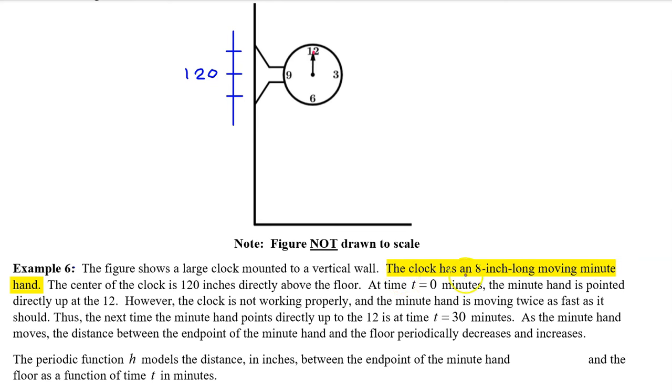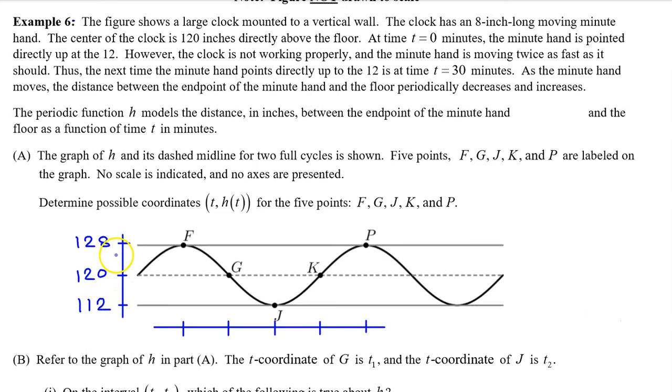We are also told that the clock has an 8-inch long minute hand. So, the endpoint of the minute hand will be 8 inches above the midline when the minute hand is pointing straight up. So that will be a height of 128. The endpoint of the minute hand will be 8 inches below the midline when the minute hand is pointing straight down. That will be a height of 112. We have now determined the output values of all 5 points. We just need to determine the input values.